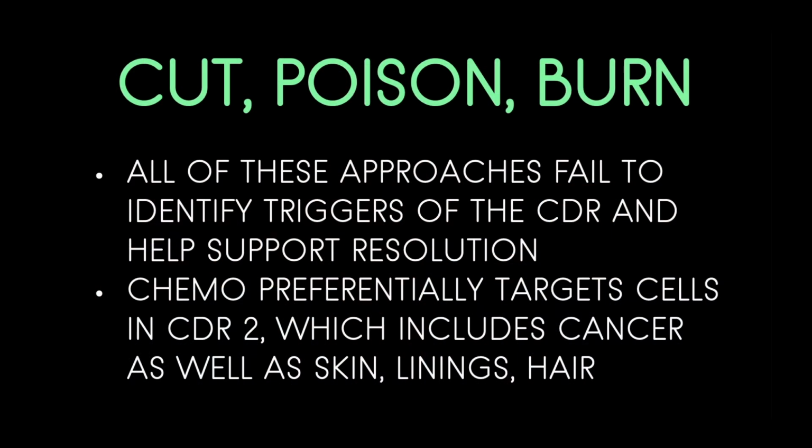And so the approaches usually fall under the categories of cut, poison, and burn, and all of these approaches fail to identify triggers of the CDR or to help support resolution of the healing response. And something like chemotherapy preferentially targets cells in cell danger response 2, which is cancer, but also normal healthy cells that have a high turnover rate, like the endothelial lining of skin, of organs, of reproductive systems, and of hair.